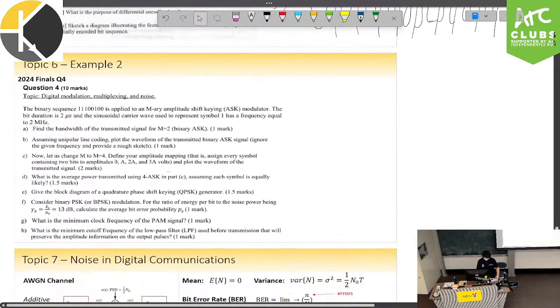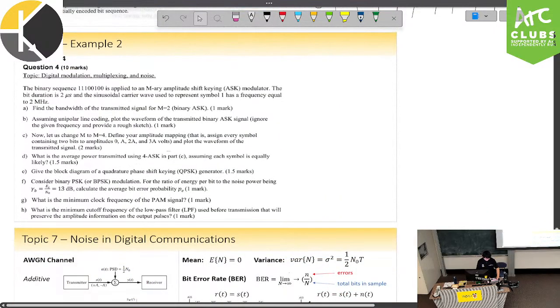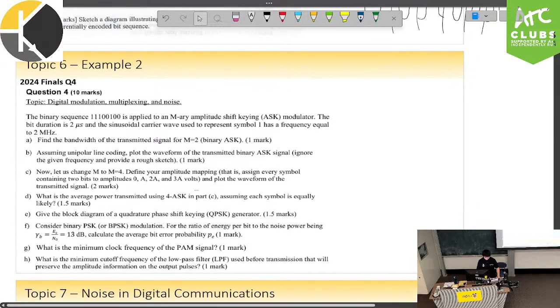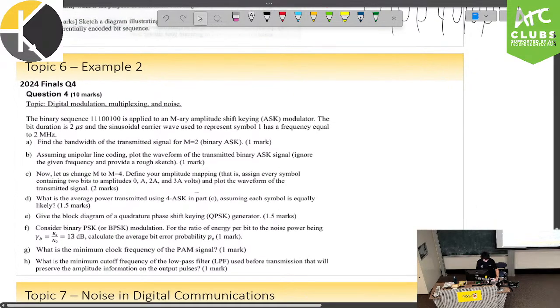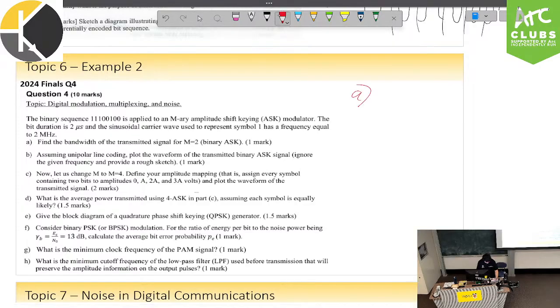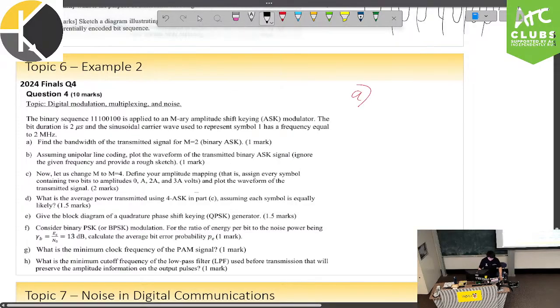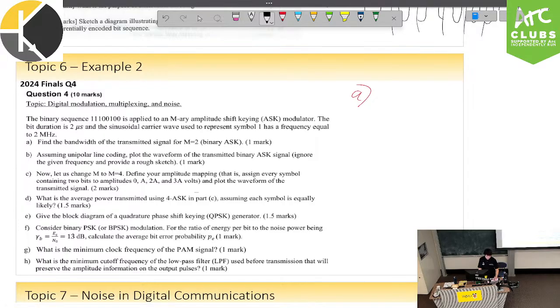That is that question. There is now another question, so let's go ahead and race through this one. Part A, let's think about part A. What does part A say? We want to find the bandwidth of a transmitted signal given binary ASK of the above. We're given a bit duration, and we also have the frequency over here. So that's probably the frequency of the modulator.